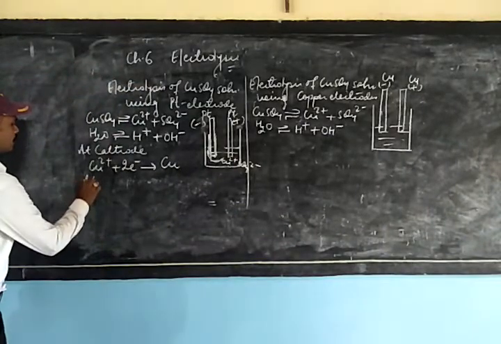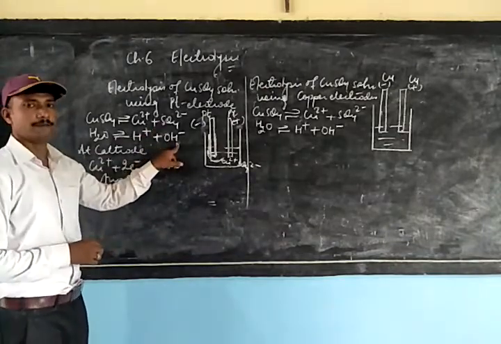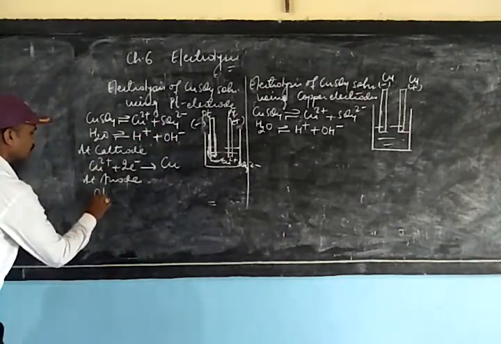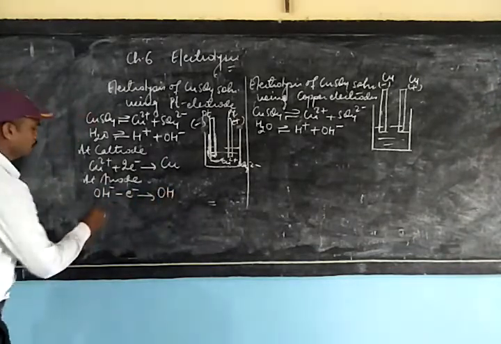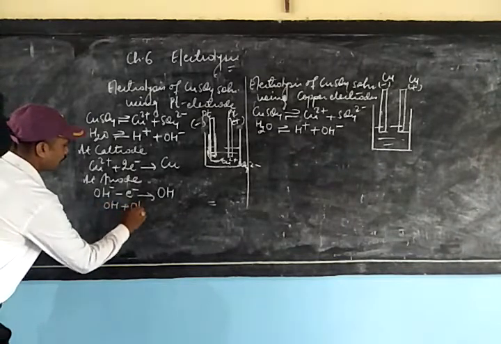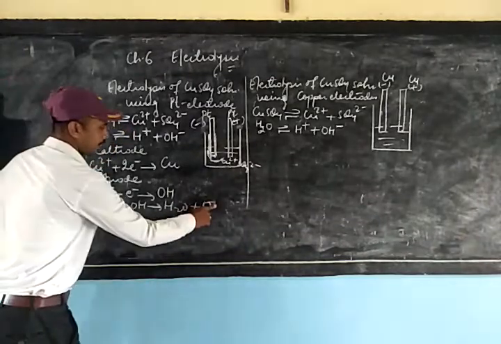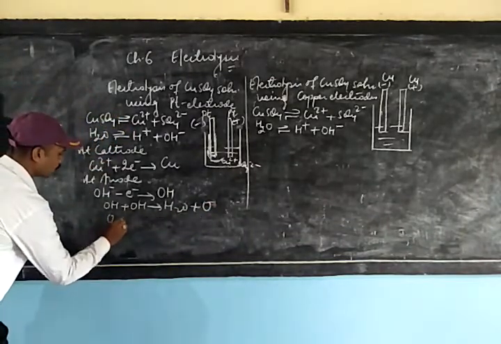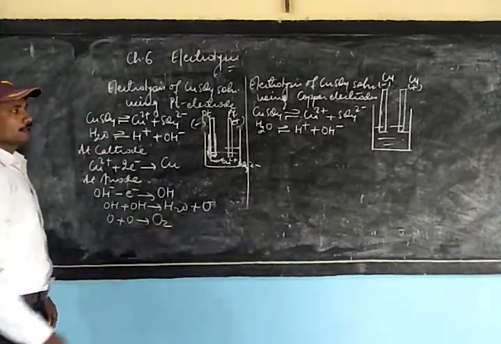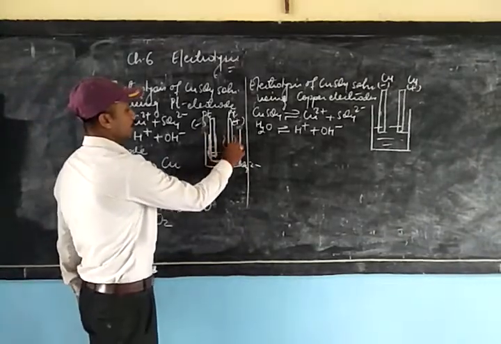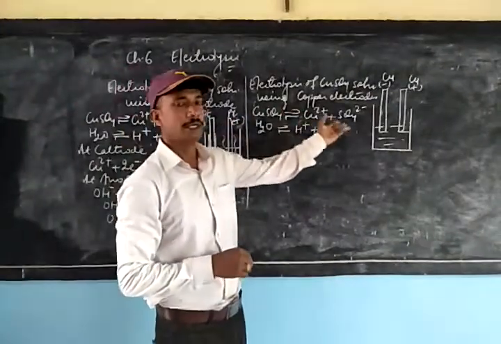Now at the anode side, again out of these two it is hydroxyl ion that will be discharged first. So after losing one electron it forms hydroxyl group, where OH and OH will be changed to H2O and O, that is nascent oxygen, and finally 2 oxygen atoms will combine to give oxygen gas. So at the anode side there will be release of oxygen gas. Now let us see what happens in this side.